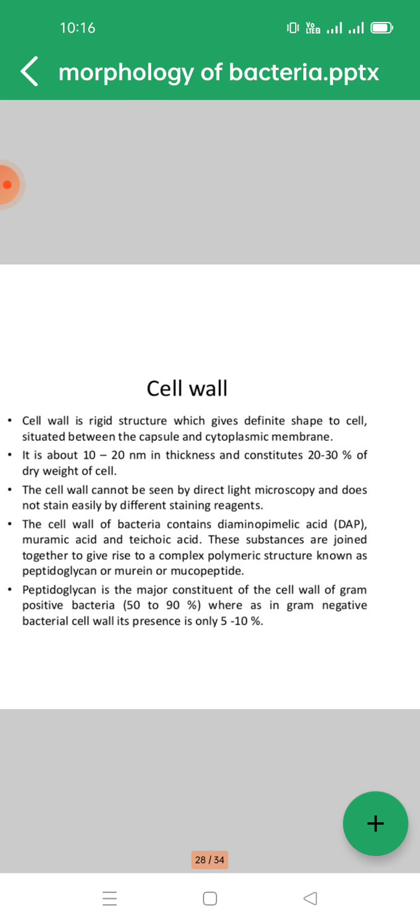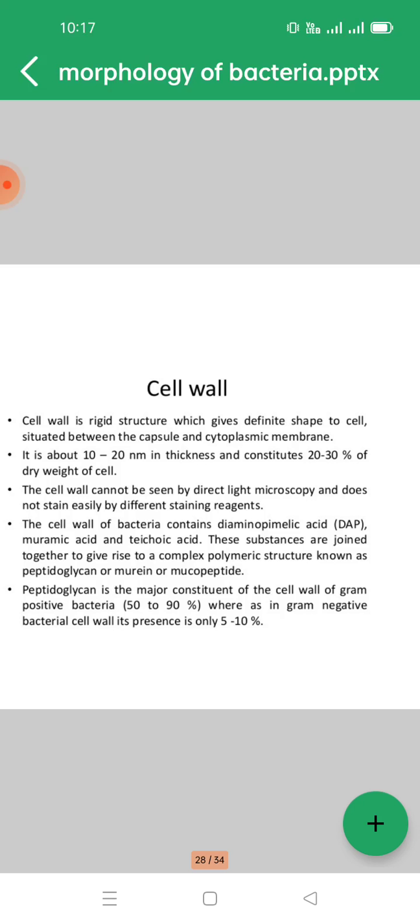The cell wall is a rigid structure that gives a definite shape to the bacterial cell, and it is present between the capsule and the cytoplasmic membrane. It is about 10 to 20 nanometers in thickness and constitutes about 20 to 30% of the dry weight of the cell. The cell wall cannot be seen by microscopy, and it does not easily stain with different staining reagents. We can see the capsule by staining reagents, and we can see the inclusion bodies by staining reaction, but we can't see the cell wall by staining reagents.